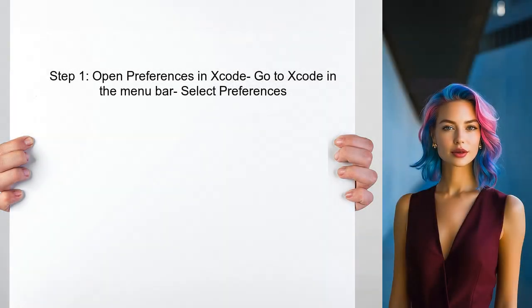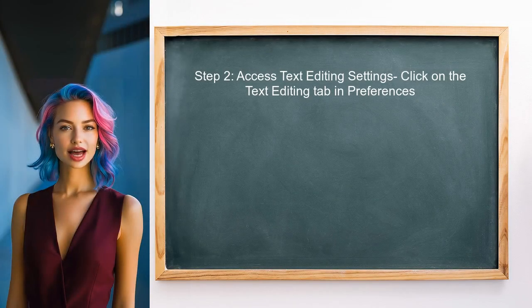To address the issue of the missing code folding ribbon in Xcode, the user should first navigate to the Preferences menu. This is where they can adjust various settings related to text editing. Next, the user needs to click on the Text Editing tab within the Preferences window. This section contains options that control how code is displayed and edited.